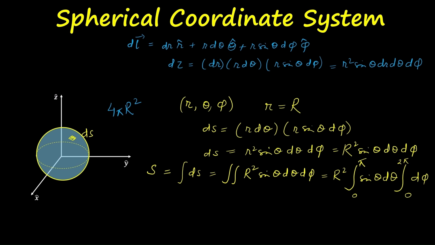Now, if you solve this integration, you'll get R square, and here you'll get 2, and here you'll get 2 pi. So you get 4 pi R square.